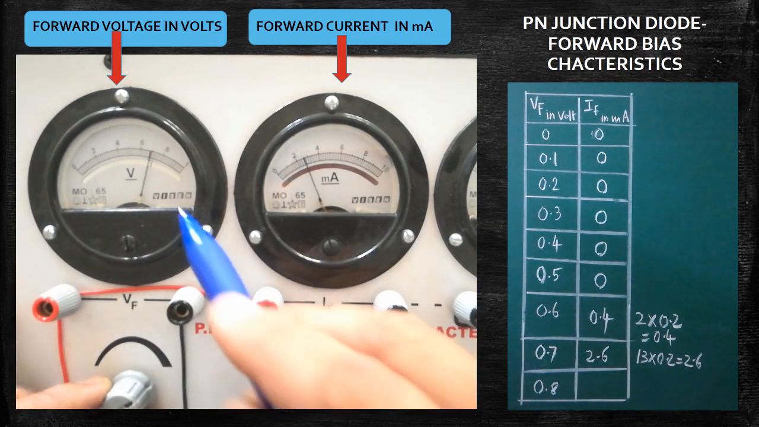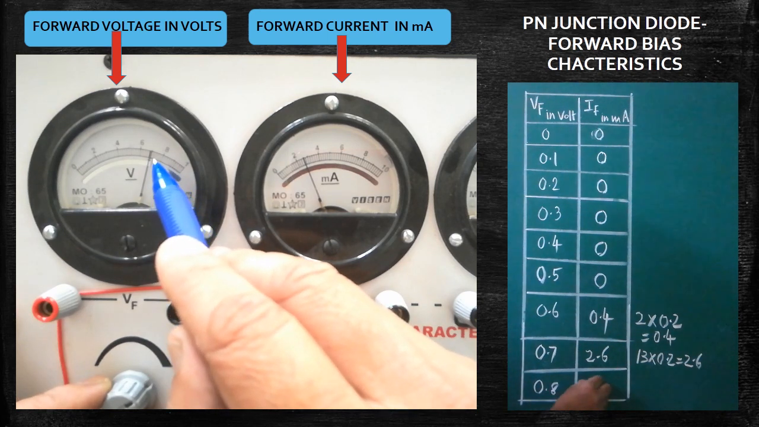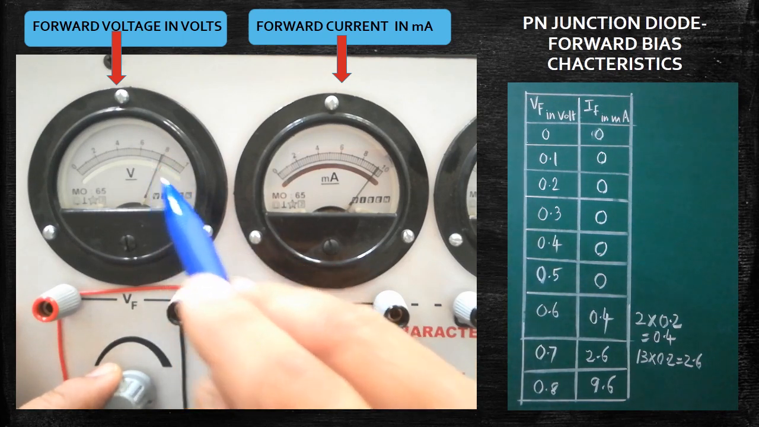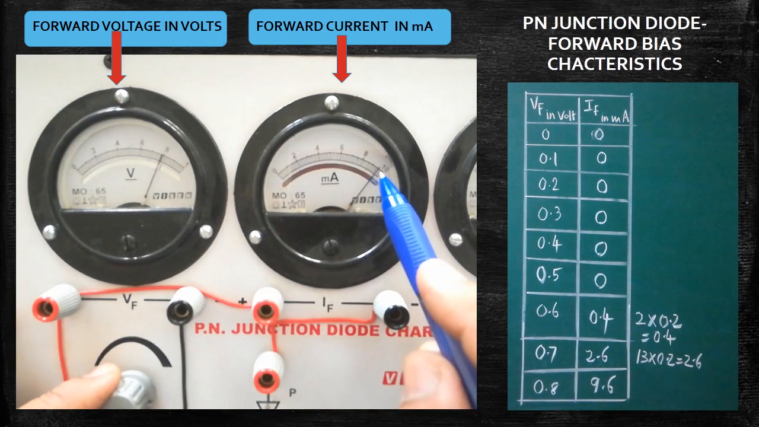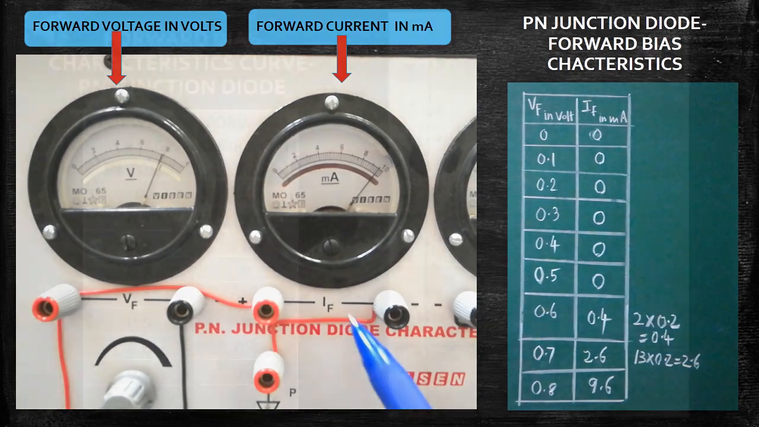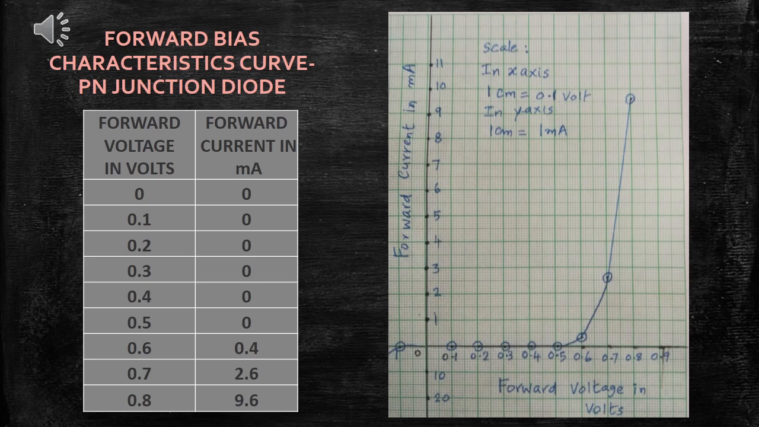Now I am going to increase the VF value more than 0.7. Look at that. Now the reading is 0.8. VF is 0.8. Look at the reading shown here. It comes around 9.6. Now the diode starts conducting. Are you clear? Already we have noted the reading of the forward voltage and corresponding forward current. By using this tabular column, plot the values in the graph and you will get the forward characteristics curve.